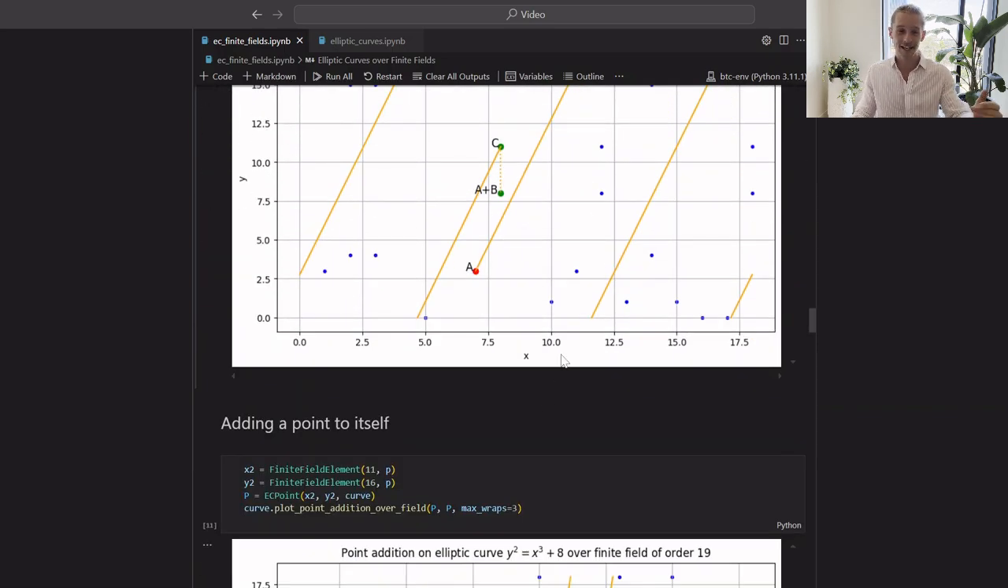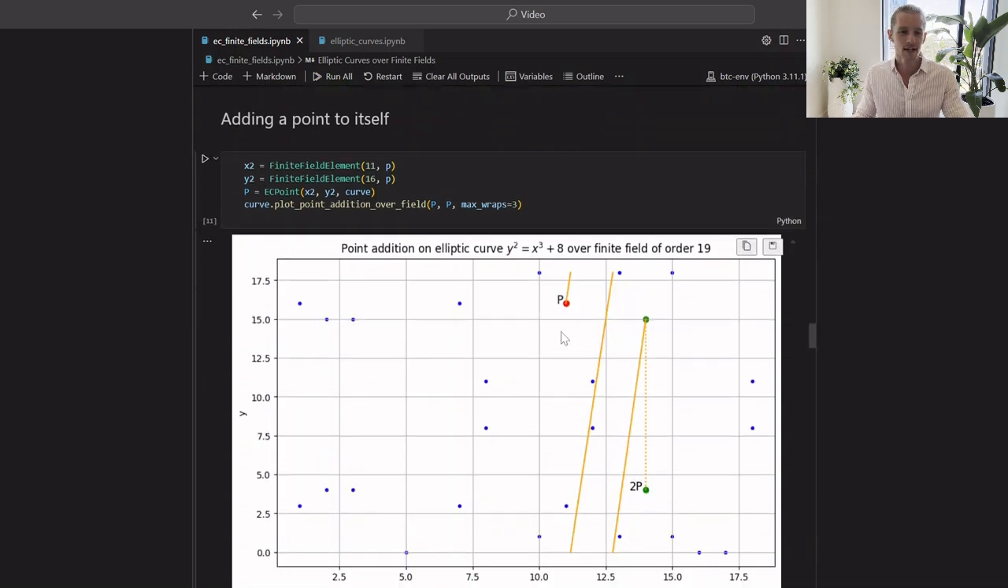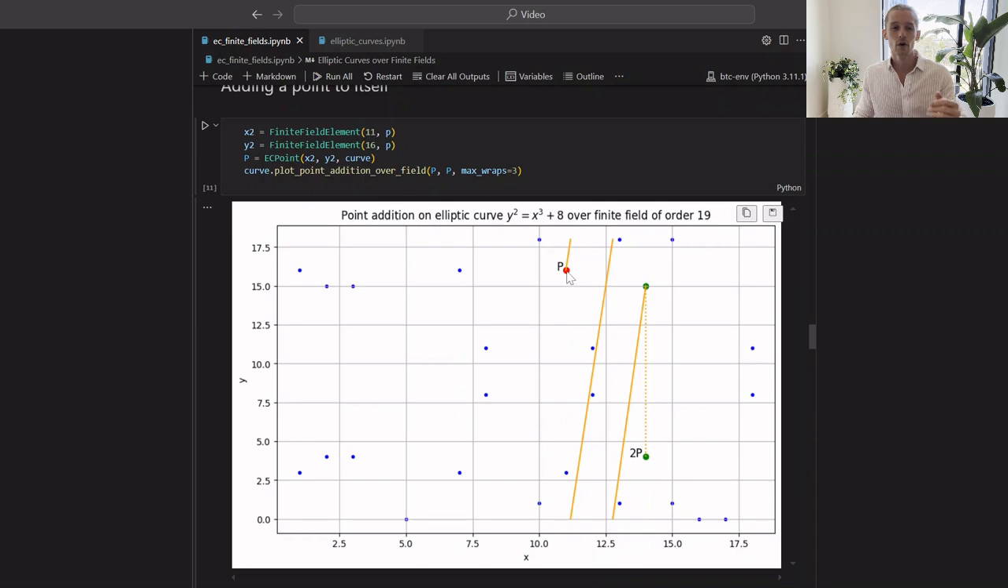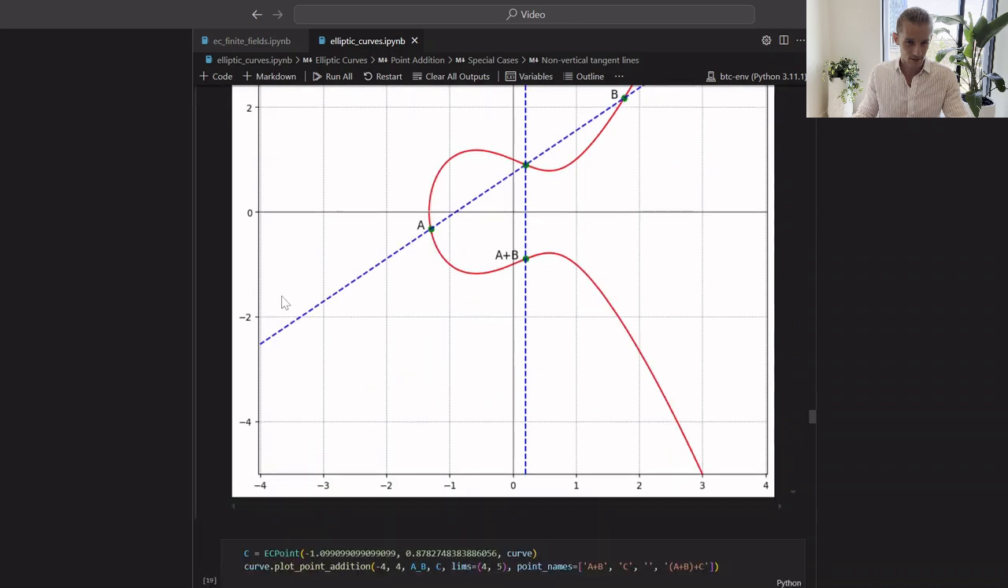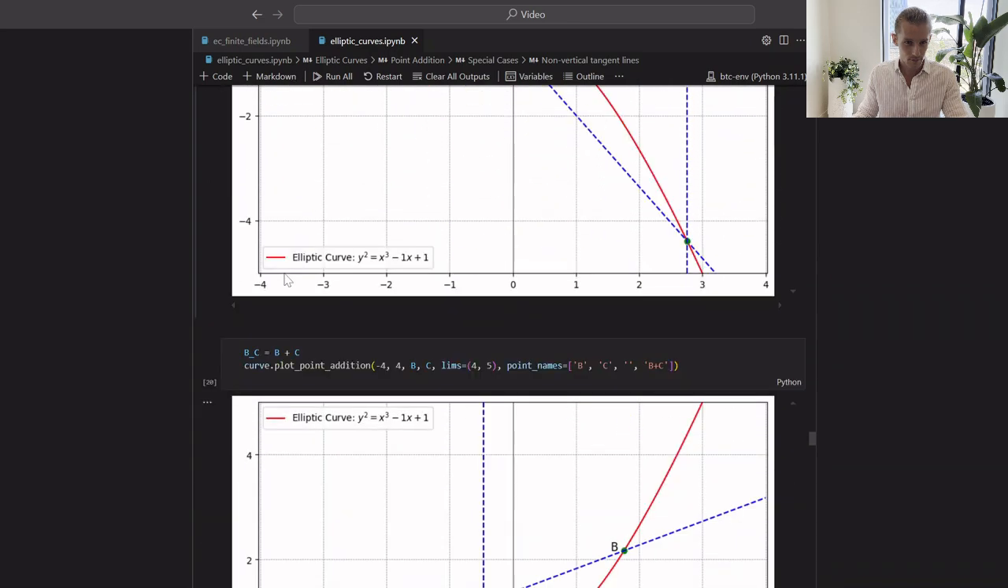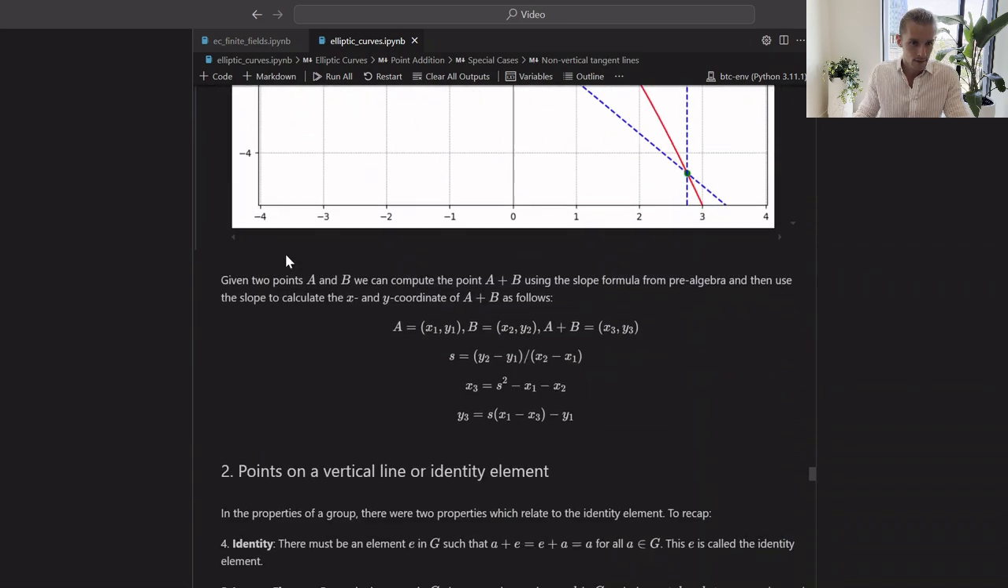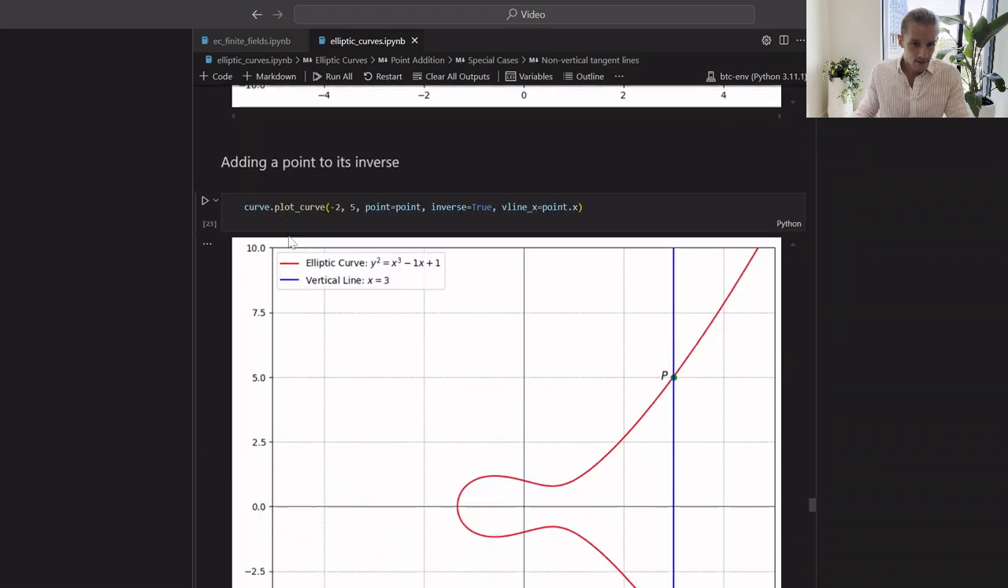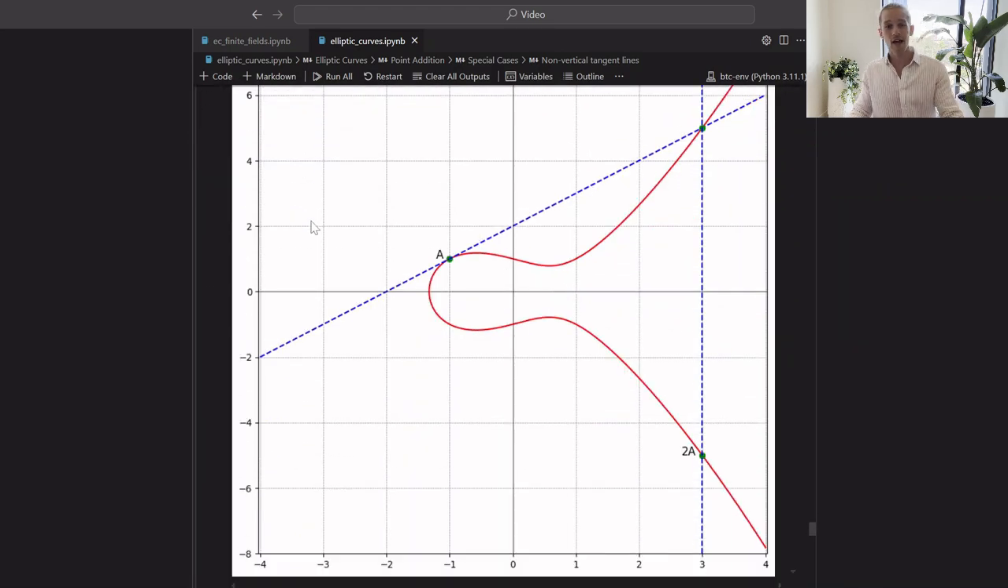Now let's talk about adding a point to itself. So if we take the point here, point P, with coordinates 11 and 16, and we want to add the point to itself. Before we talk about that, let's quickly recap how that looked over real numbers again. I'm gonna have to scroll down a little bit. Adding a point to itself.